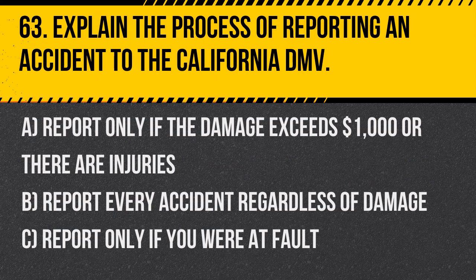Question 63. Explain the process of reporting an accident to the California DMV. A. Report only if the damage exceeds $1,000 or there are injuries. B. Report every accident regardless of damage. C. Report only if you were at fault. Answer. A. Report only if the damage exceeds $1,000 or there are injuries. This is required by California law.